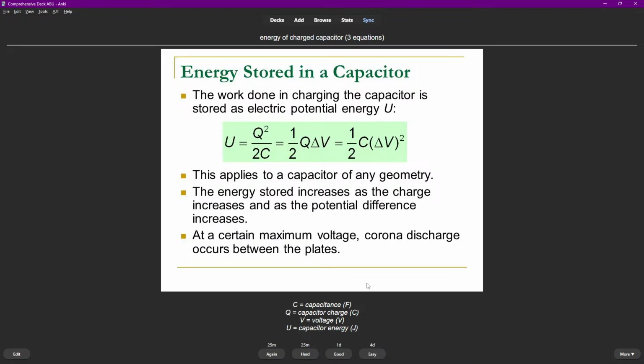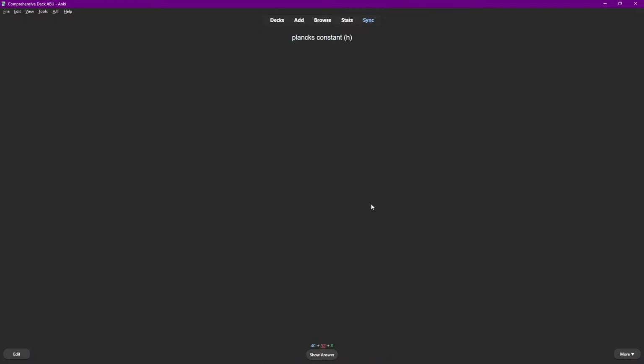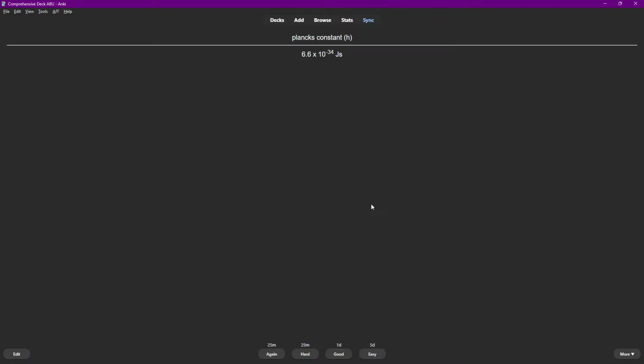Delta U. U is equal to Q squared over 2C, for stored energy in a capacitor. Just taking notes right now. Planck's constant, 6.6 times 10 to the negative 34.